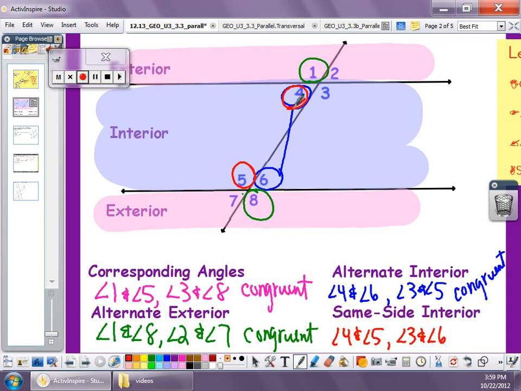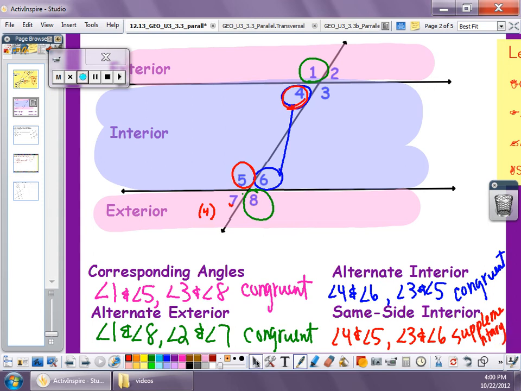But let's look. 4 is corresponding to 7. So 4 and 7 are congruent. Well, what do you know is the relationship between 7 and 5? They're a linear pair. They add up to 180. So if angle 4 is kind of the same thing as angle 7, and 7 and 4 are congruent, I know that angle 4 and angle 5 would be supplementary.